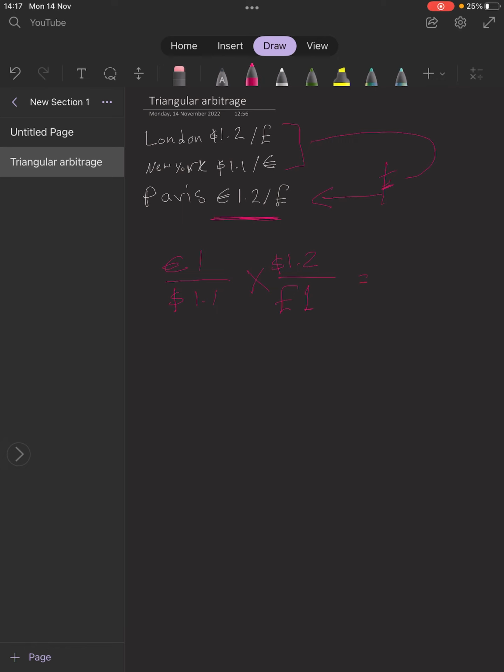And we calculate that rate, and the rate will equal 1.09 euros per pound. Okay, as we can see here, this rate is not equal to this rate, which means we have an arbitrage opportunity. Okay, here we go. So what should we do now?